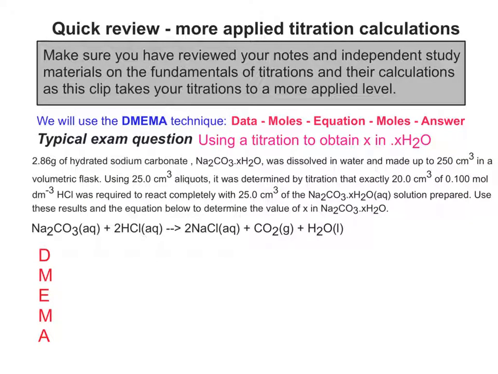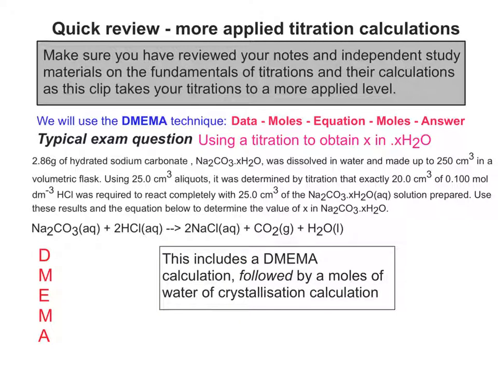So we've got a typical exam question. This particular type of exam question is a bit harder than the one we looked at a couple of minutes ago, because there's two things to do. First, you have to do the moles calculation to deal with the titration, and then you have to follow that up by a moles of water of crystallization calculation. So I'll take you through each of those two steps separately.